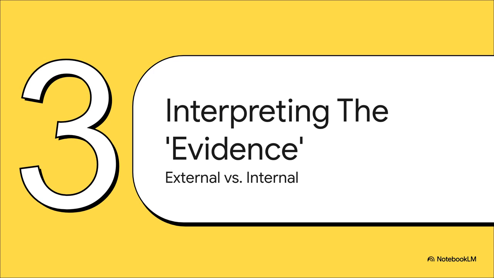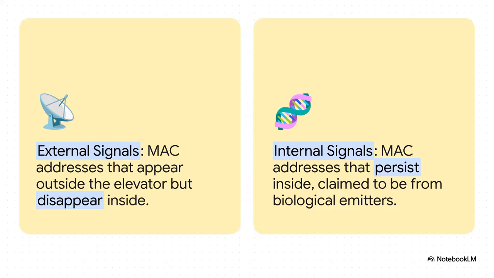Okay, so you've done the test. Now what? How do you actually interpret what you just saw? Well, according to the logic in the source material, it boils down to 2 possible outcomes. And this is the core distinction, right here. The signals that disappear once you're inside the elevator, those are labeled external signals. Stuff like your headphones, your smartwatch, maybe someone's phone in the hallway. But any MAC address that persists, the ones that are still on your screen inside that shielded box, those are claimed to be internal signals. The logic is that they have to be coming from a source that's right there in the elevator with you.